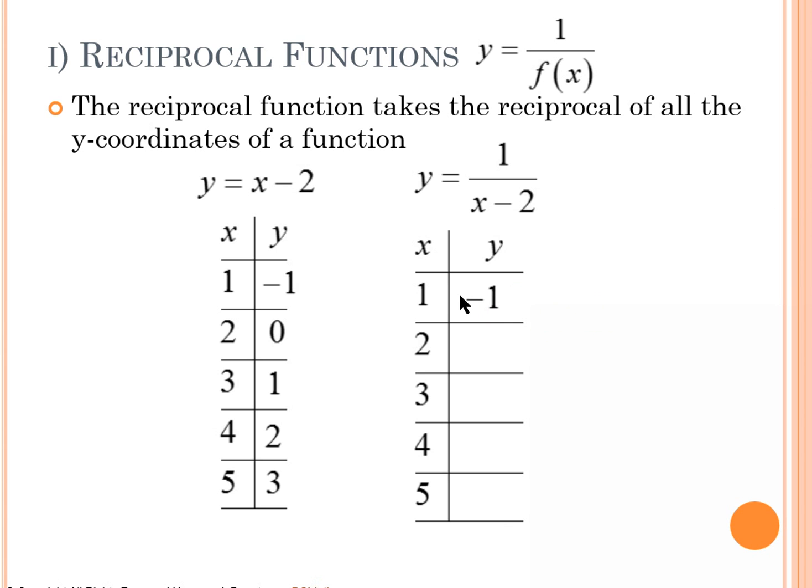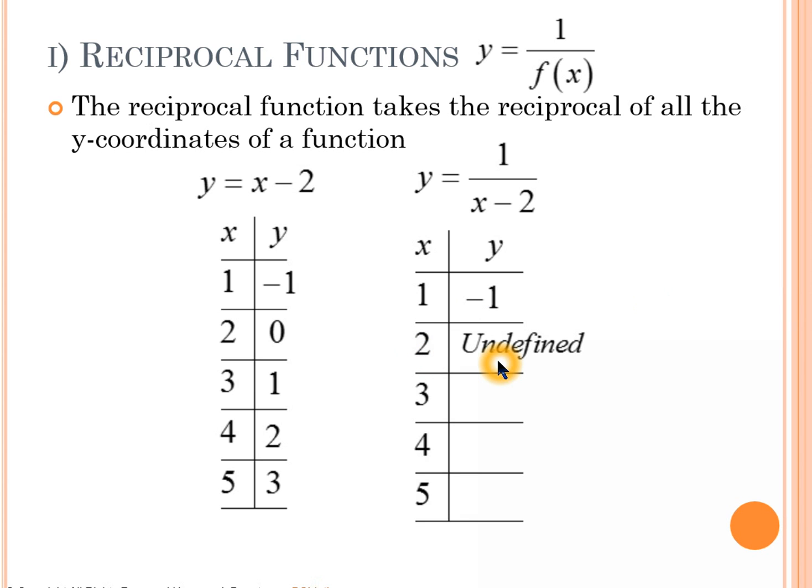Another way you could have gotten this minus 1 value is you have the values from your original function, and just as the notes state, the reciprocal function takes the reciprocal of all the y coordinates of a function. So you would take all these y values and just take the reciprocal of them. So if my y value here is -1, the reciprocal of -1 is 1 divided by minus 1, which is minus 1.